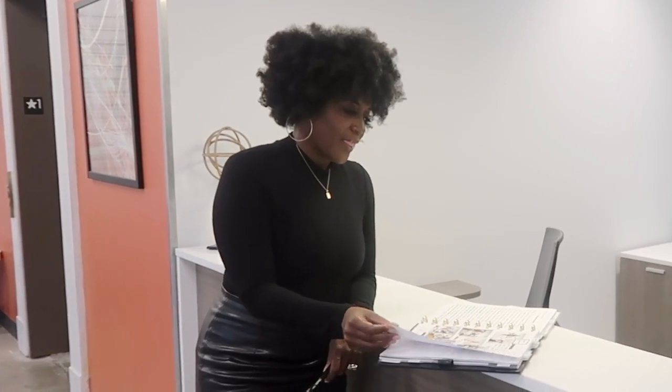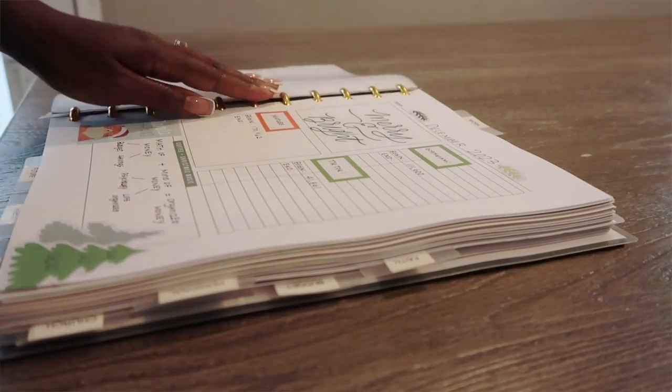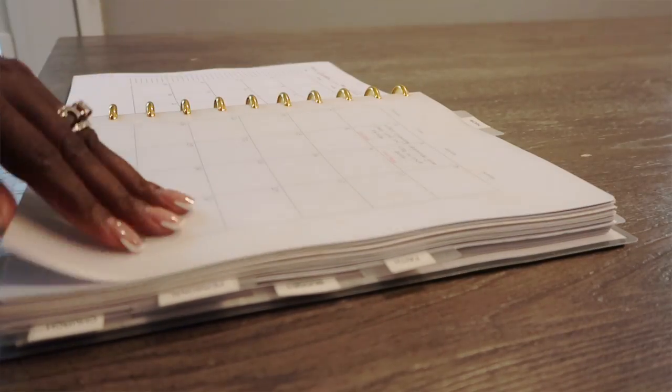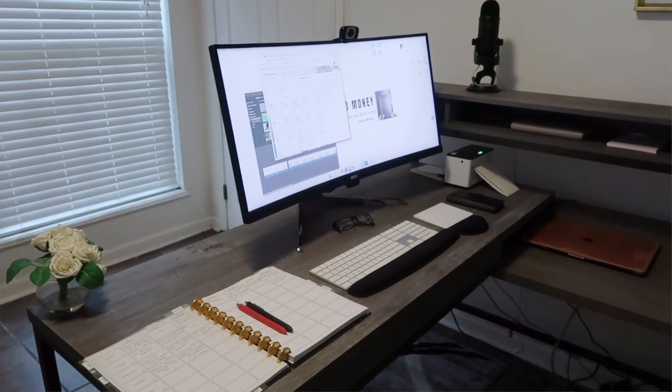My Time 90 planner has 7 sections. Each one of these sections help my overall well-being, my productivity, my time management, and yes, my money. Some of the areas in my planner are universal to us all. Some of them are very specific to me.